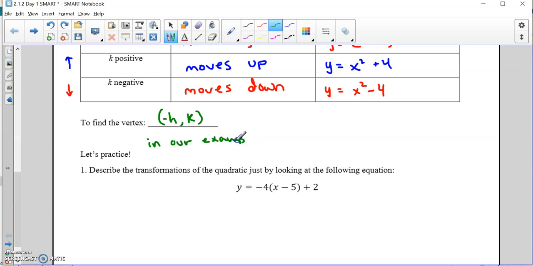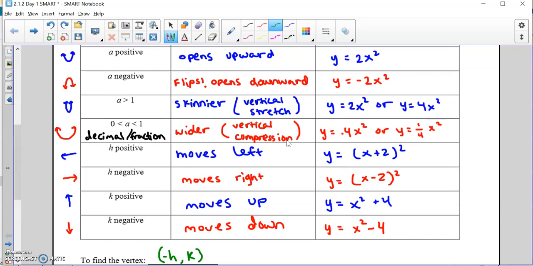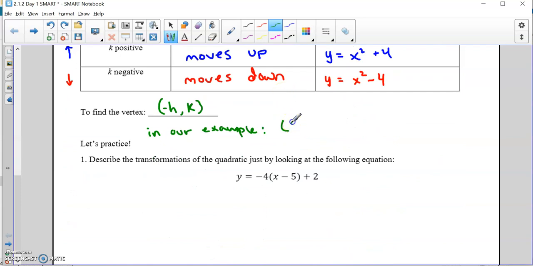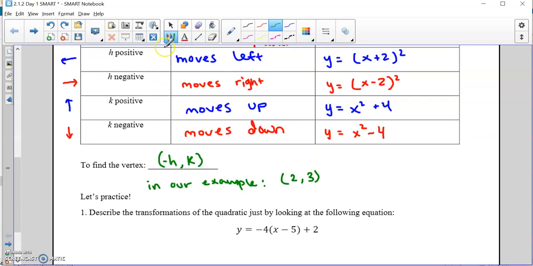Let's see what I mean. In our example, h is negative 2, k is 3. So the vertex will be the opposite of h, so it's going to be positive 2, and then k as is, so 3. Remember, I took the opposite sign of h and kept k just as it is. And the reason we do the opposite of h is because, remember, with h movement, it was opposite, right? Positive was left, negative was right. That's why we have to take the opposite sign as well.